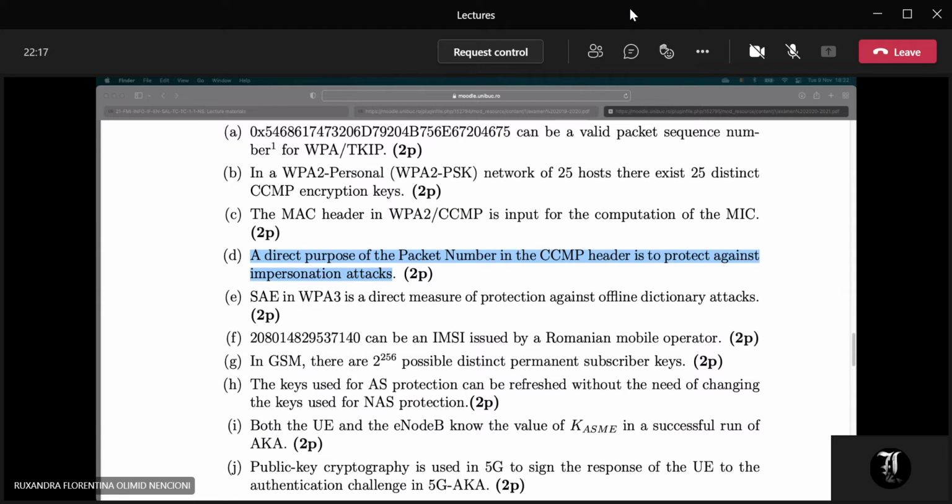The sequence number helps us protect against replay attacks, which in particular we can think of as being impersonation attacks. So yes. Why can we think about replay attacks as impersonation attacks? Can we not? If we take someone else's packet and replay it, is it not as if we are acting as that person?